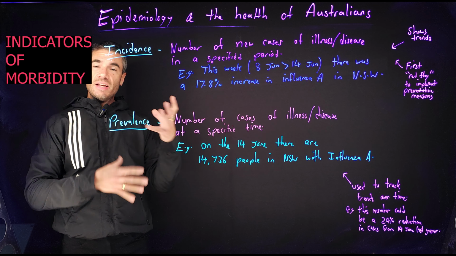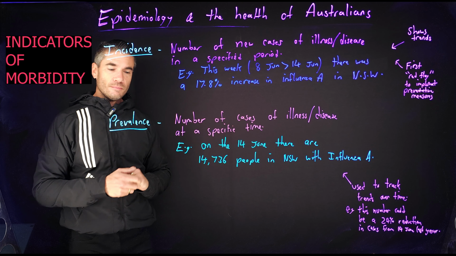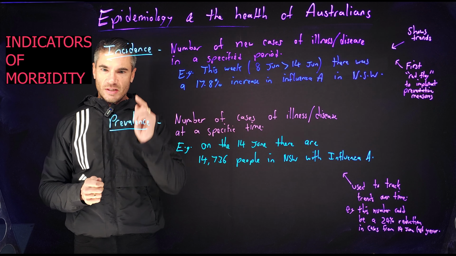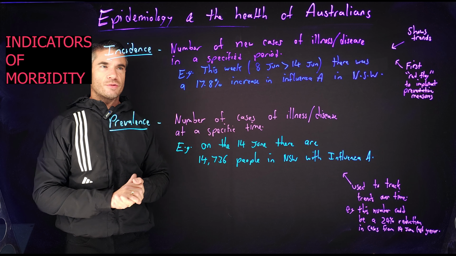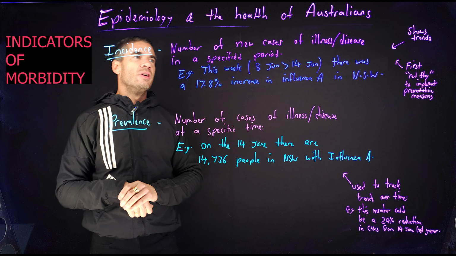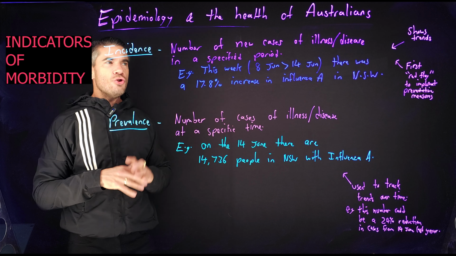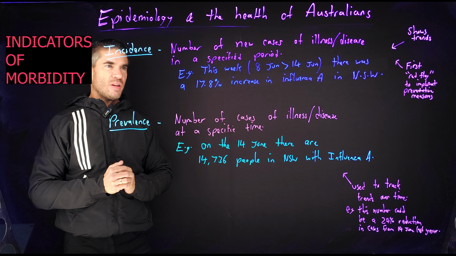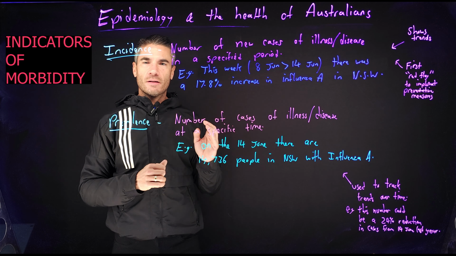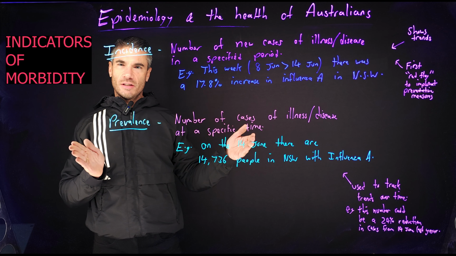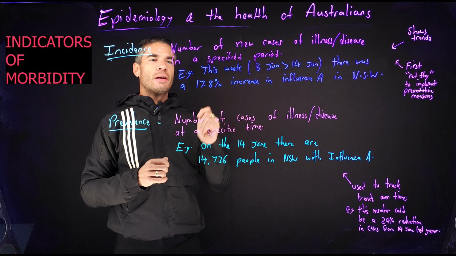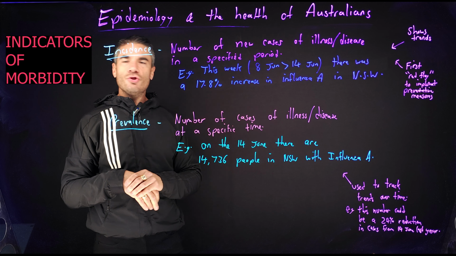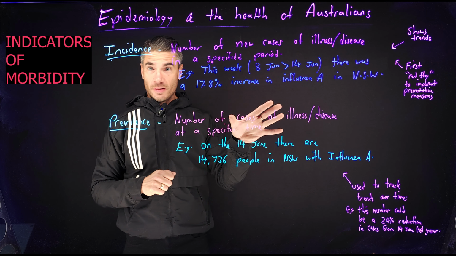So these are the measures that we're looking at, all right? They're very, very similar, but hopefully I've given clear examples here to separate them in your minds so you don't get confused. So incidence, first of all. Incidence is the number of new cases of illness or disease in a specified period. For example, this week, from the 8th of June to the 14th of June, there was a 17.8% increase in influenza A cases in New South Wales. I've just made this statistic up for the record.